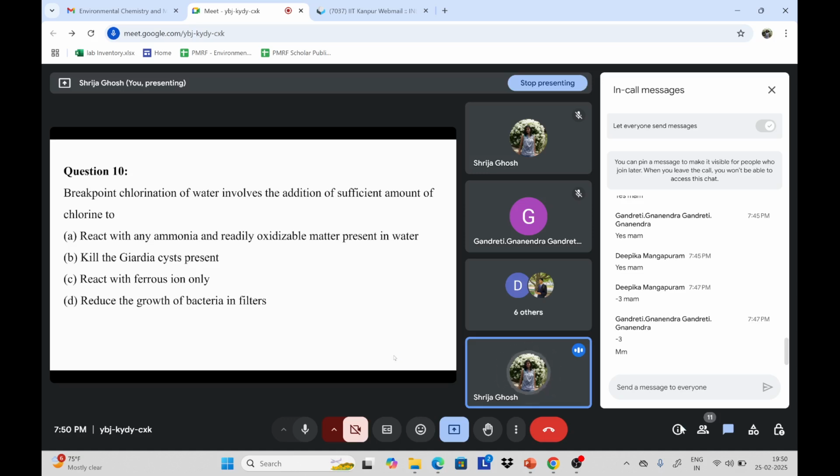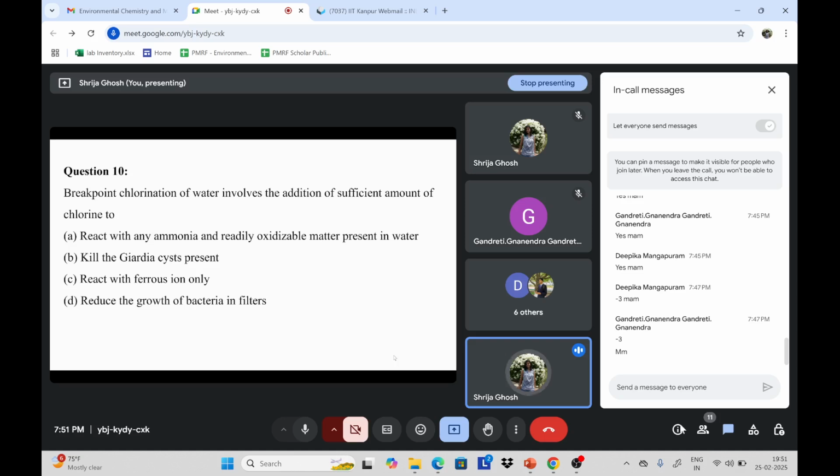Breakpoint chlorination of water involves the addition of a sufficient amount of chlorine to: option A, react with any ammonia and readily oxidizable matter present in water; option B, kill the Giardia cysts present; option C, react with ferrous ion only; and option D, reduce the growth of bacteria in filters. Why do we add chlorine to water, and what is breakpoint chlorination?